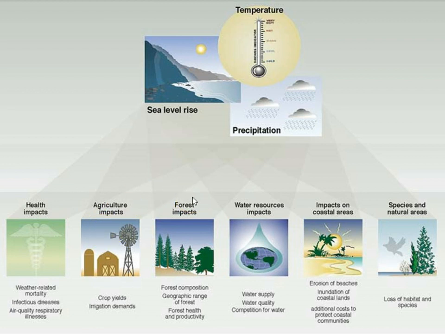Forest, we're going to change the composition of the forest because trees require a certain amount of precipitation and temperatures. There's going to be water resource impacts as we start losing glaciers, right? And as the rising sea levels intrude on aquifers. That is going to cause an impact on coastal areas, like flooding, for instance. And then, of course, we're going to lose natural habitat, and we're going to change natural habitat.